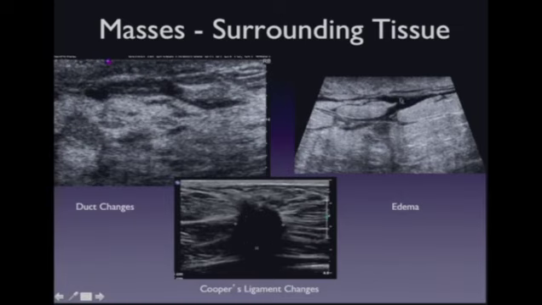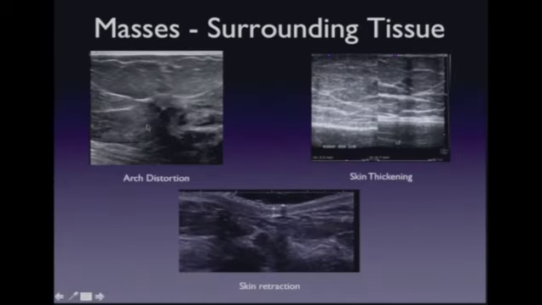When we see edema, I think in our practice we see edema more from patients that have congestive heart failure or hepatic or renal disease as opposed to patients that have a malignancy. Architectural distortion: here you can see that the normal anatomy of the breast is distorted. Skin retraction: here you can see that the skin is concave.